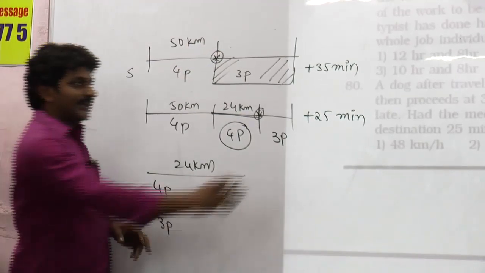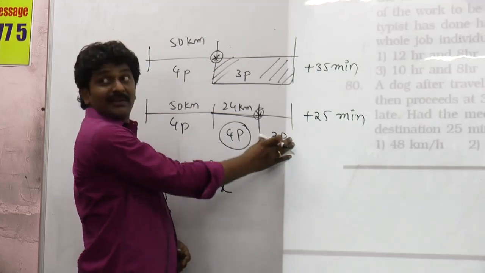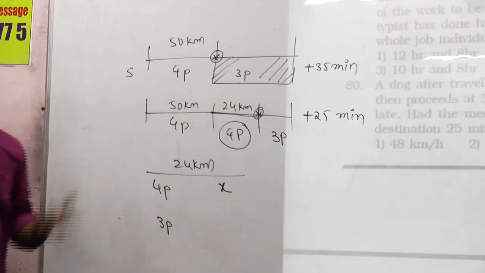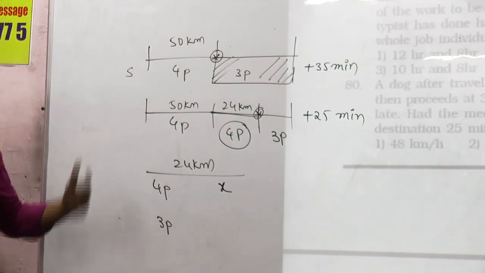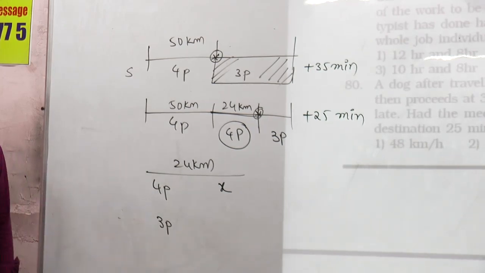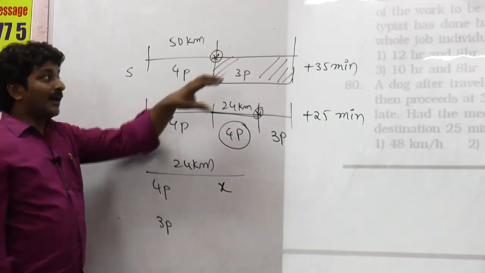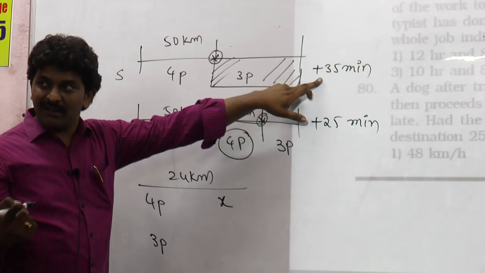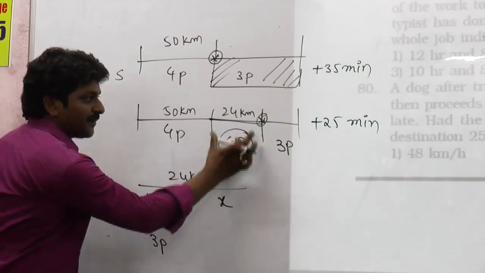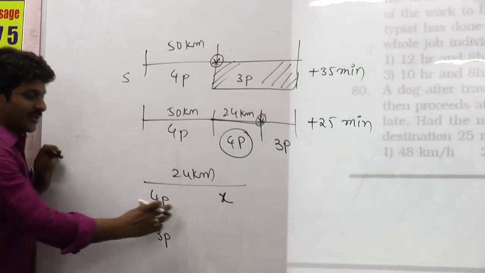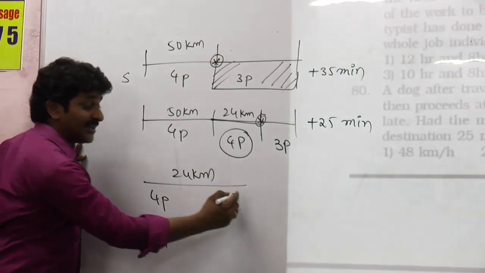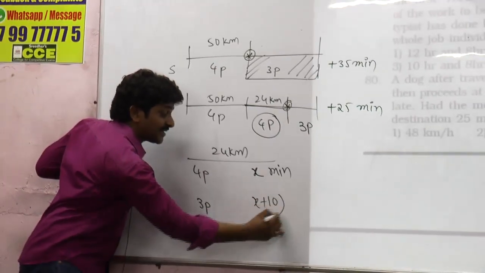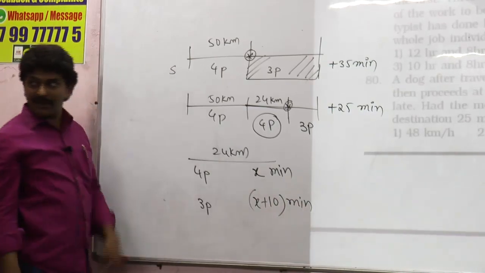Are you getting my point? This is extra time taken to cover this distance. This is also extra time taken to cover this much distance. So you don't know the actual time. Distance by time over speed. So original time is not given x, but in first case he took 10 minutes extra than second case, that is because of this 24 kilometers. So with usual speed, if he takes x minutes, with 3 parts, 3/4 of the speed, he is taking x plus 10 minutes, right?